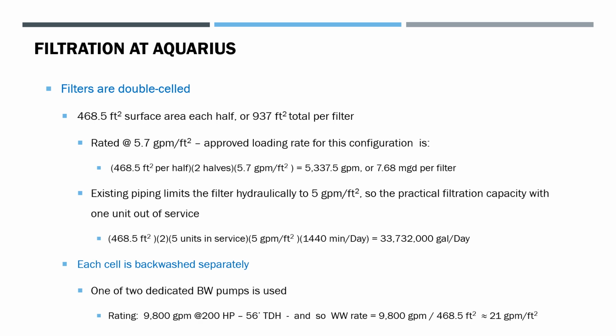Now for backwash purposes, when a filter is taken out of service, each cell is backwashed separately, allowing you to have smaller backwash pumps. Each pump is rated at 9,800 gallon per minute, and there were 200 horsepower pumps at 56 feet total dynamic head. So the wash water rate would be 9,800 gallon per minute divided by the half of a filter, 468.5 square feet, or about 21 gallon per minute per square foot maximum capacity.